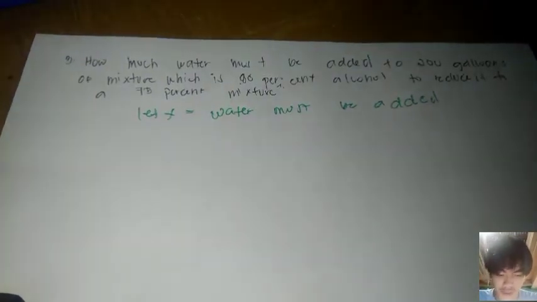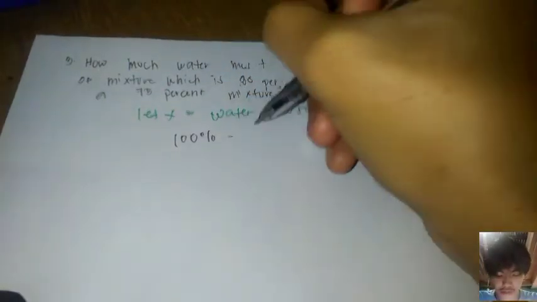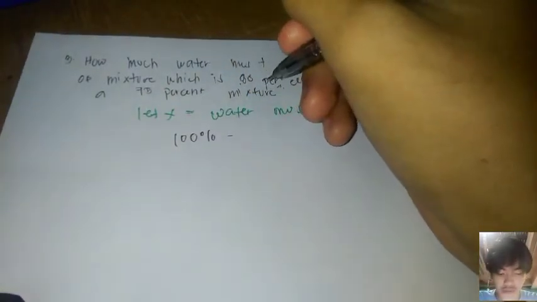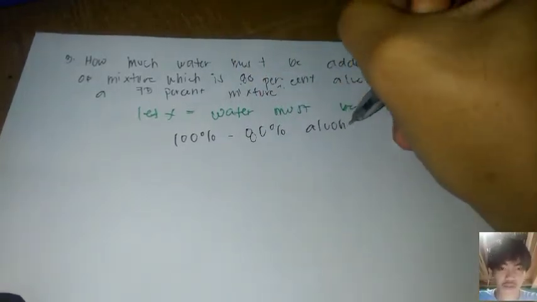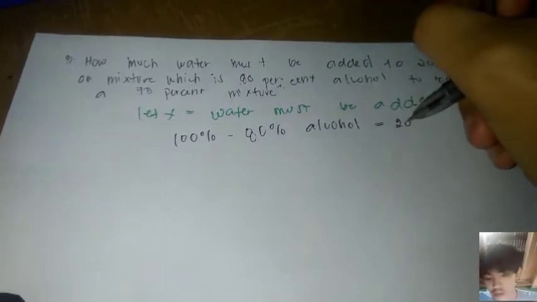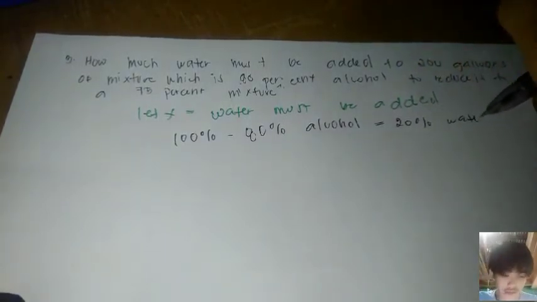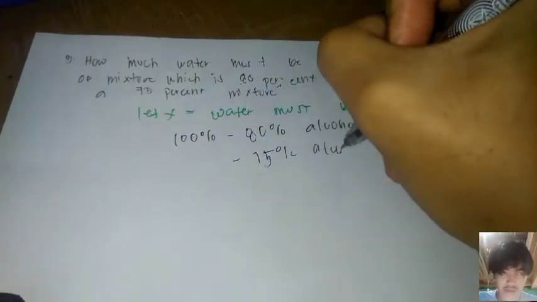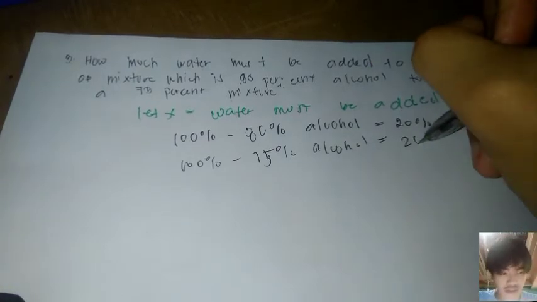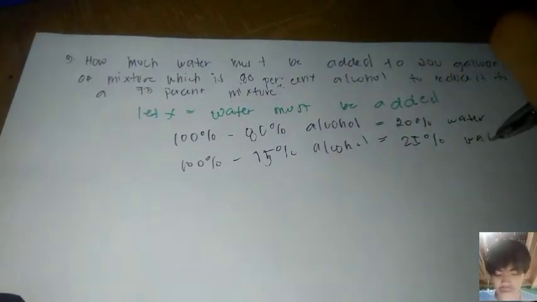So the first thing we need to do is to get the percentage of water. So we have here the 100% minus the 80% of alcohol, so we have the 20% of water. Then let's solve this 75% of alcohol, so we have 25% of water.